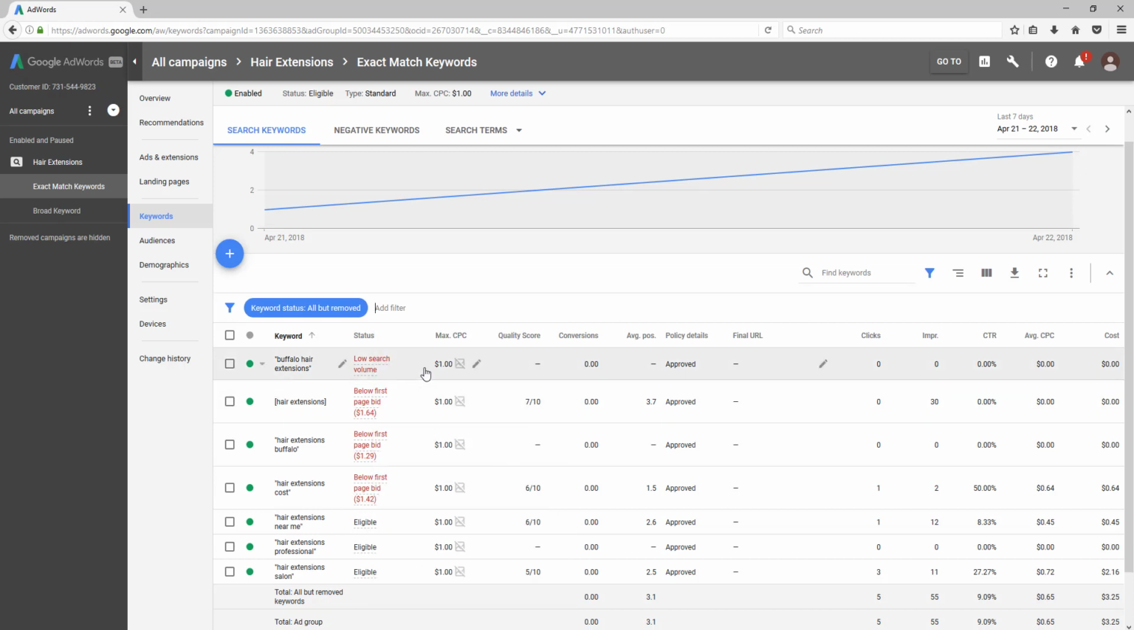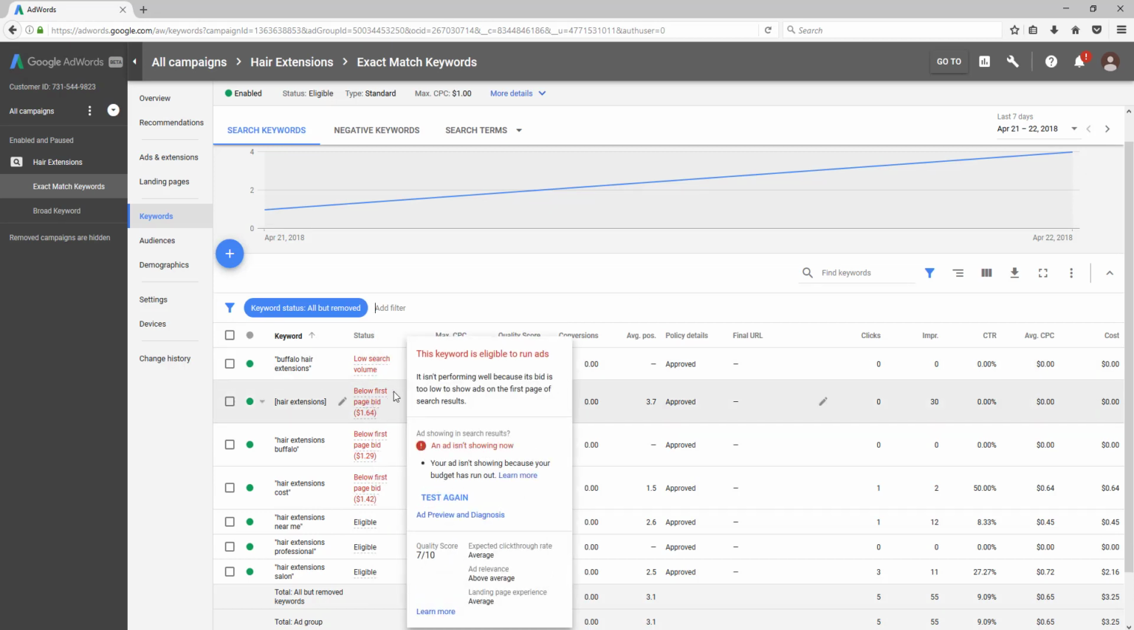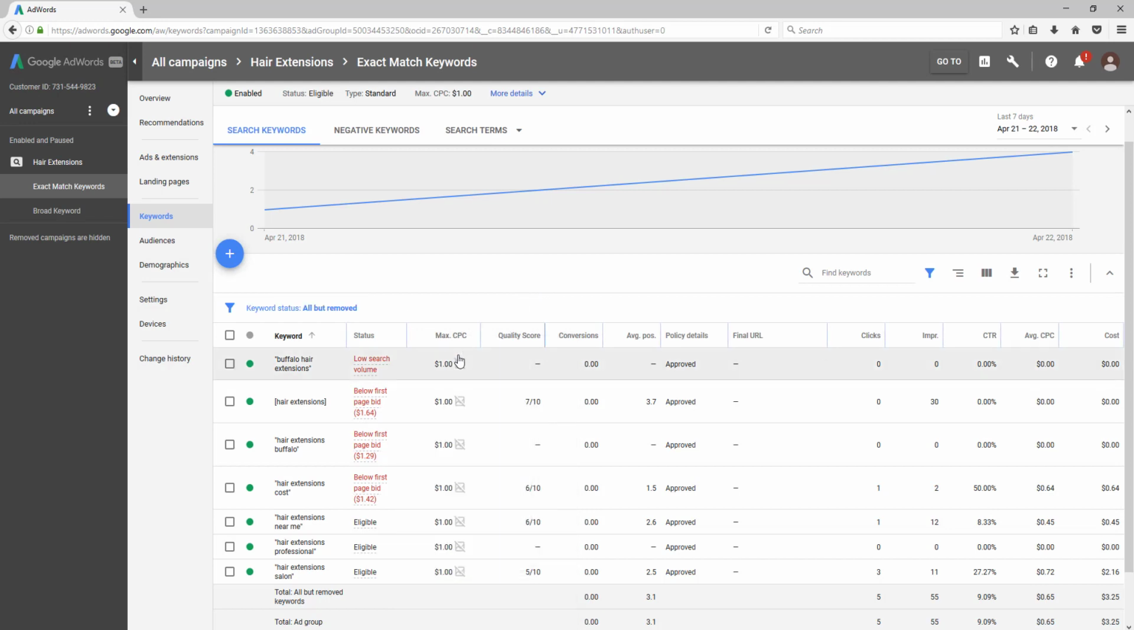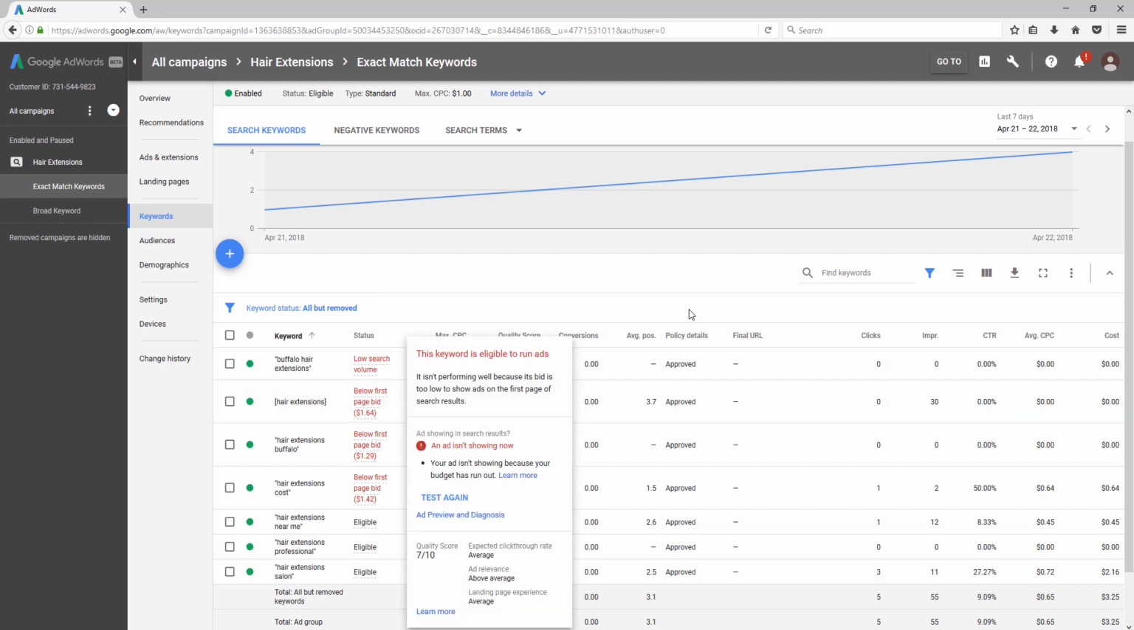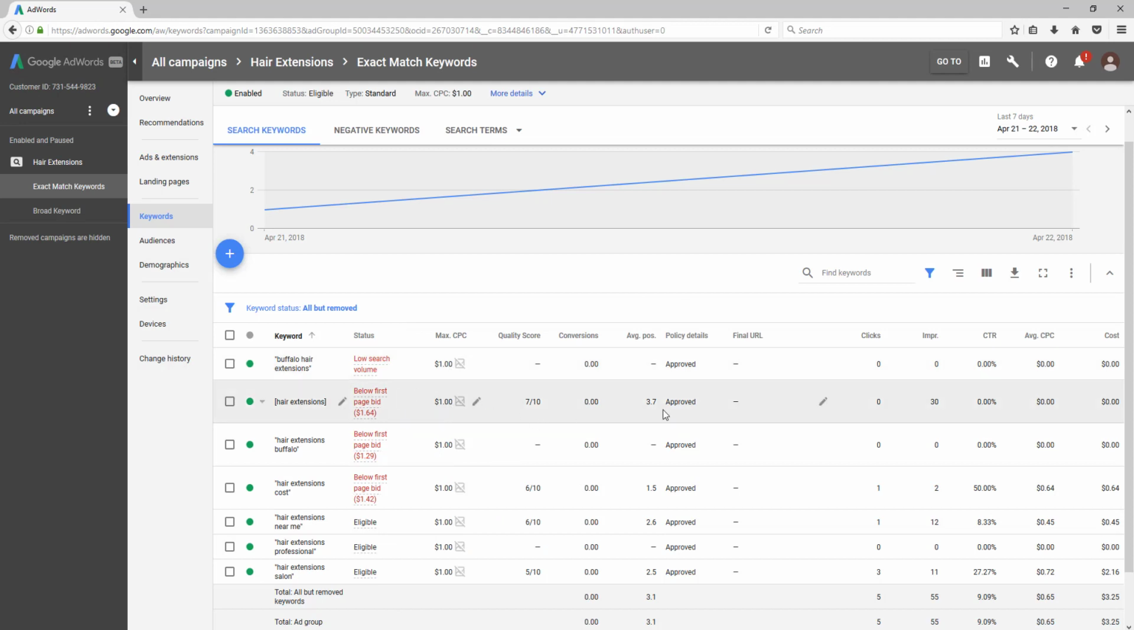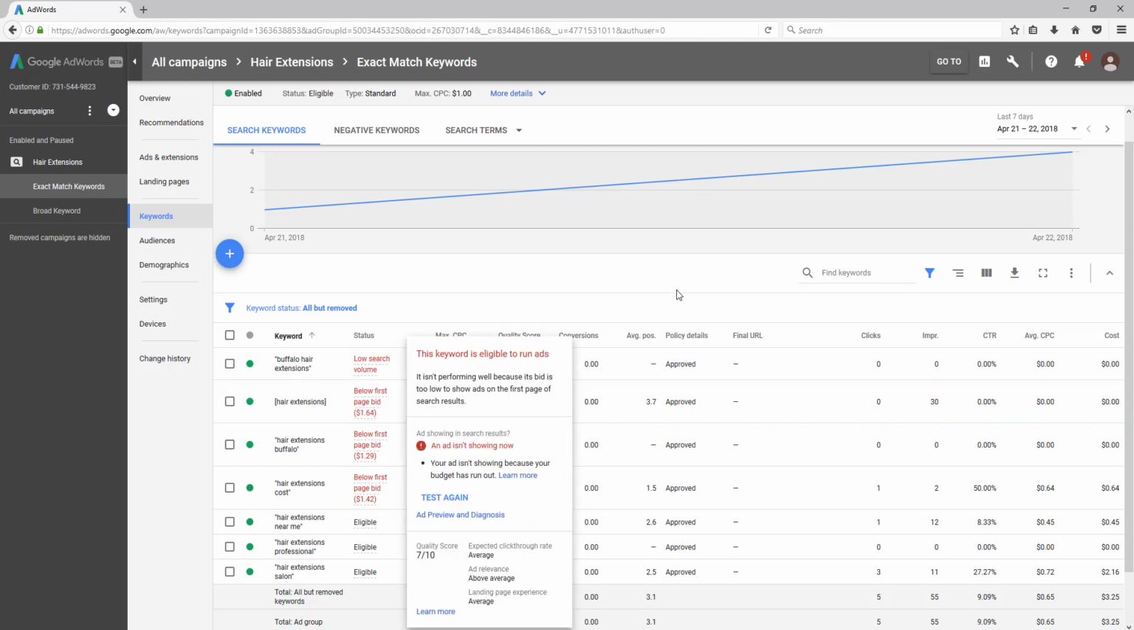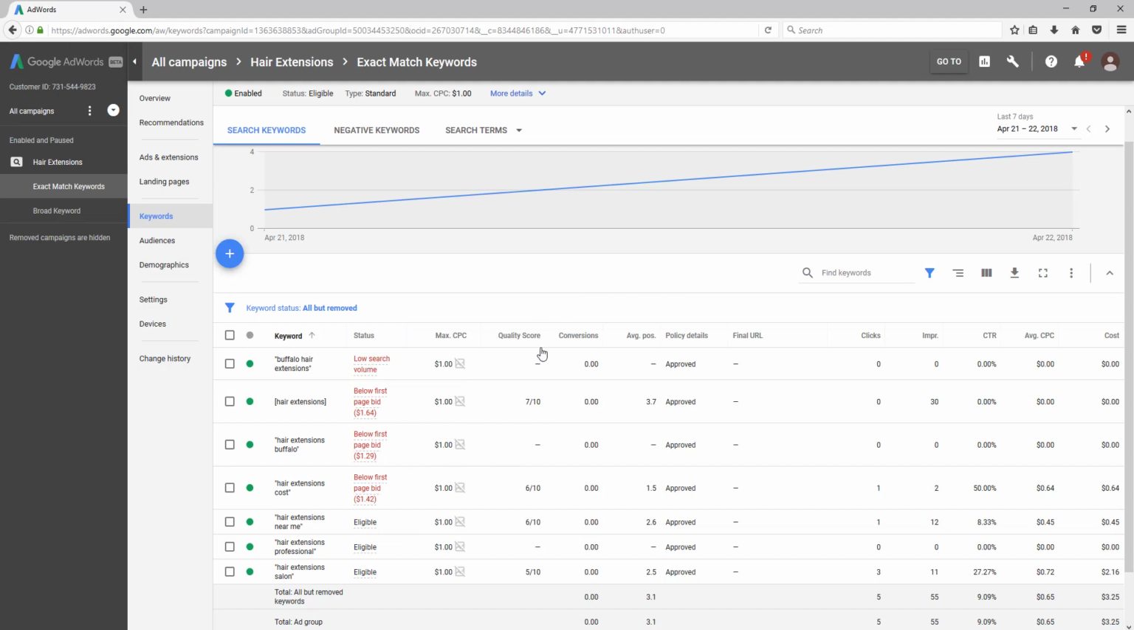First off, below the first page bid, that means this is probably most of the time only showing 3 of the paid ads there. You can see my average position is 3.7 while bidding $1. If this is a good keyword, which I would know if I had conversion tracking, then I would up this to get onto a first page bid. I'd probably take this up to $2, maybe $2.50, and I would do that for all of these. I'm going to be adjusting these based on what happens with this.